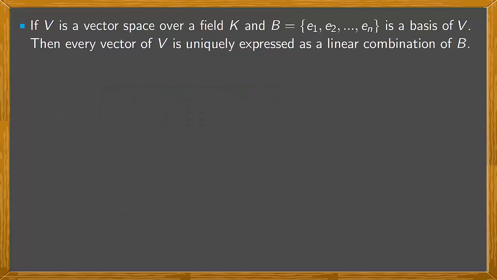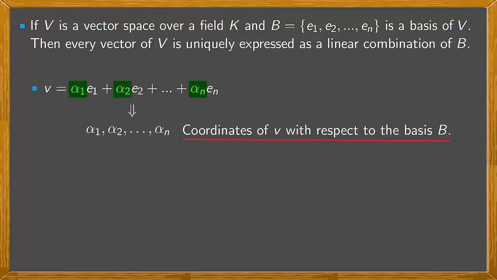And if this expression is v equals alpha 1 E1 plus alpha 2 E2 and so on up to alpha n En, we say that alpha 1, alpha 2 up to alpha n are the coordinates of v with respect to the basis B, which as we know determine the vector. So we write v equals alpha 1, alpha 2 up to alpha n, subscript B.